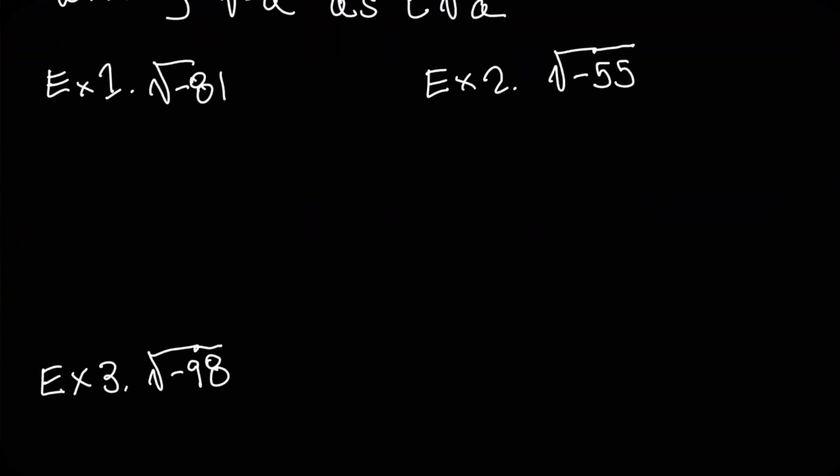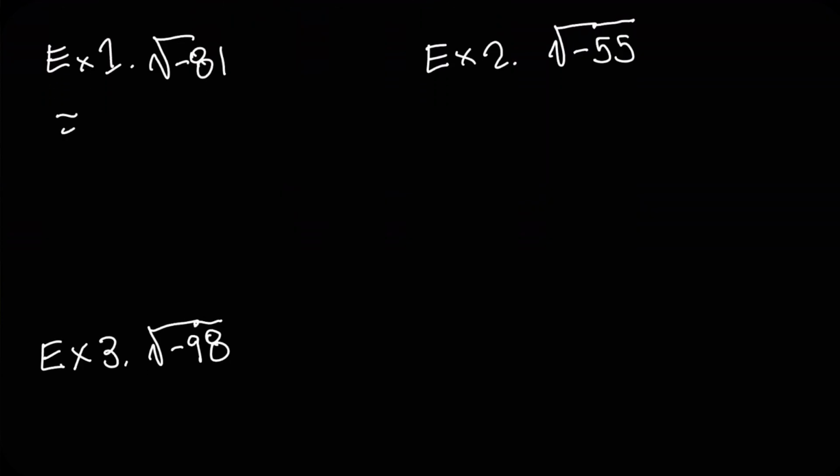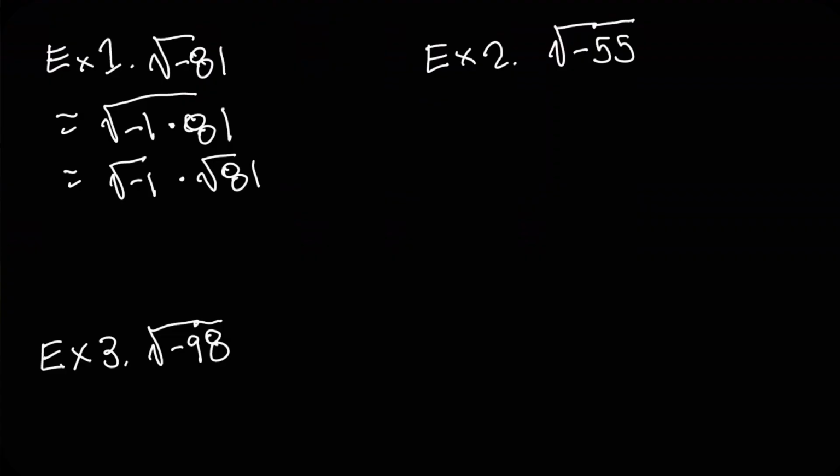So our first example, we have the square root of -81. First thing we can do, again, is break this apart. This will be the square root of -1 times 81, which is also equal to the square root of -1 times the square root of 81. And we know again that the square root of -1 is equal to i, so we can write i, and the square root of 81 is 9, so we can write 9. And a further way that we can reduce this is just saying 9i.